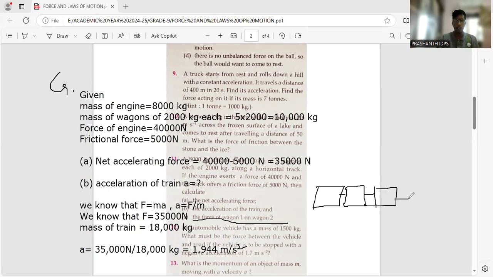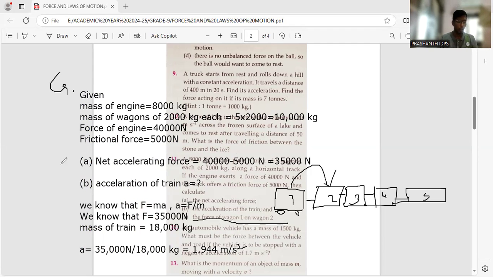1, 2, 3, 4, and I'll draw here 5. 5 wagons. Now he's asking, what is the force of wagon 1 on wagon 2? This is first one, second one, third one, fourth and fifth wagon. Total 5 boxes. What is the force of first one on wagon 2?